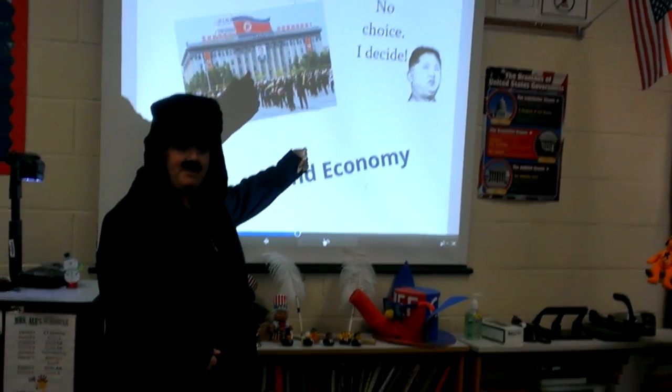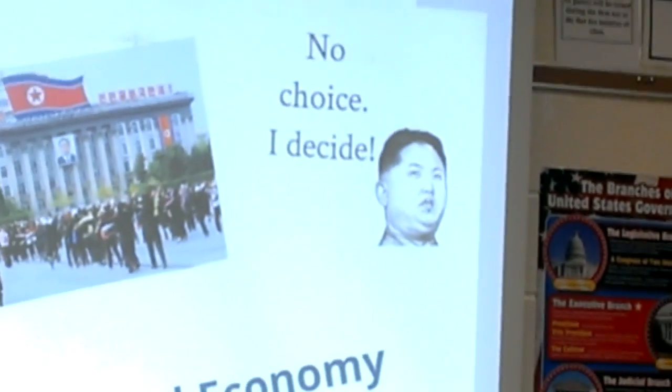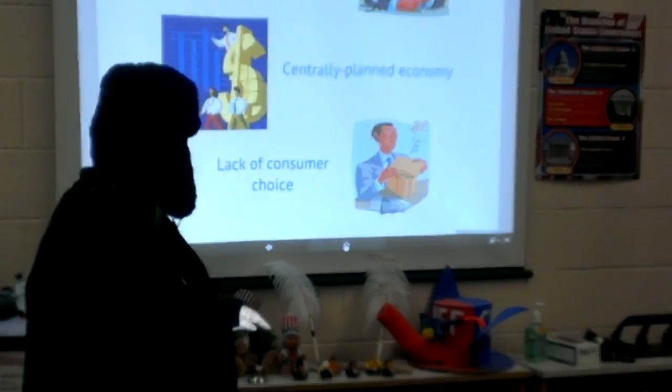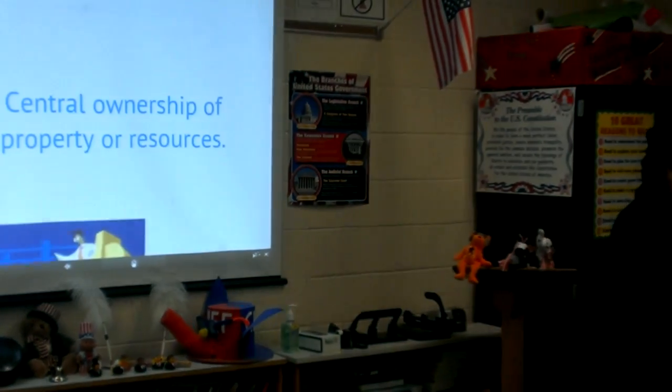Bonus question for tomorrow. Can you name this North Korean dictator? In a command economy, the government decides. There is central ownership of all resources. This pond is the property of the government. We can decide to eat the ducks, starve the ducks, or do nothing with the ducks. You have no choice.